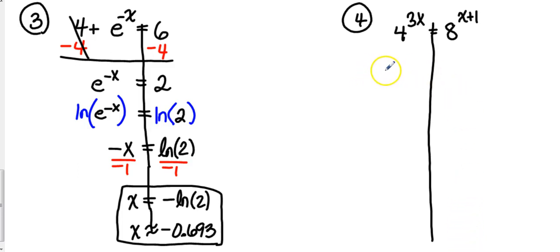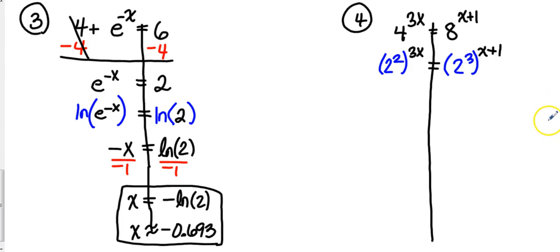As soon as I see a situation where I have powers on both sides, my first thought will always be, can I rewrite this with a smaller base? Preferably the same base. So I know that 4 and 8 are connected to base 2. So let's see how this is going to work out. I can rewrite 4 as 2 squared. That 3x is still there as a power. And I can rewrite 8. How can I rewrite 8 as 2 to a power? I'm hoping we're saying 2 to the third. And then this x plus 1 is still a power on the outside.